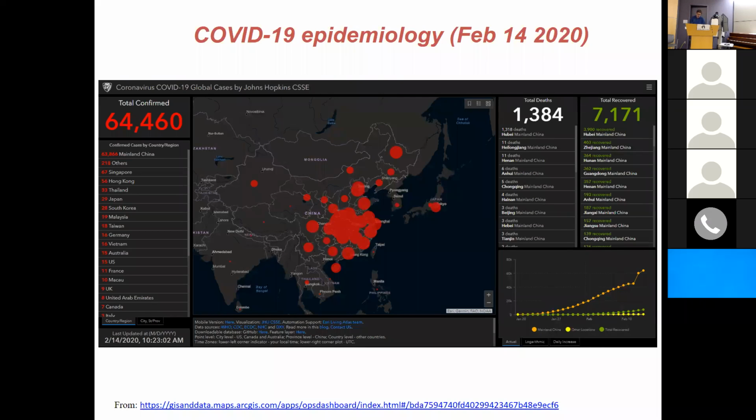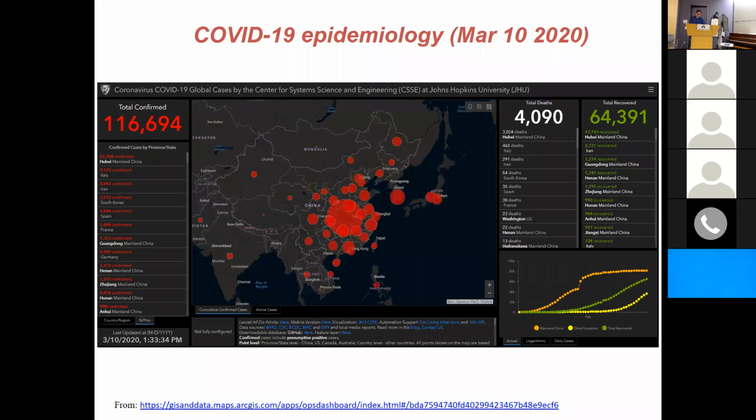That was the epidemiology on February 14th, 2020, from the Johns Hopkins site. That's when I first worked on a presentation on coronavirus. And this is how it looks March 10. Not many more red dots, but when you look just at the numbers, we had an increase from 64,000 to 116,000. That was as of 2 days ago. In the meantime, I believe we're at 130,000.